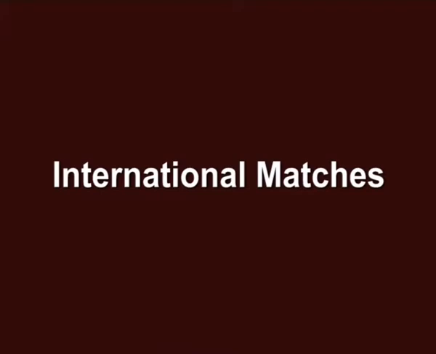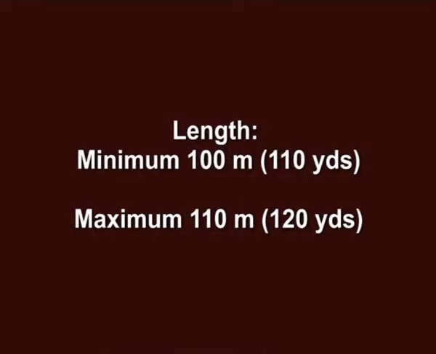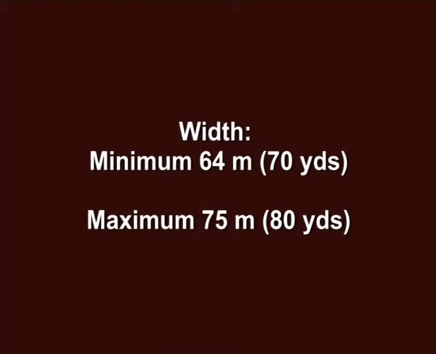International matches. What are the requirements in international matches? The length is minimum 100 meters, that is 110 yards, maximum 110 meters, 120 yards. Width minimum 64 meters, 70 yards, maximum 75 meters, 80 yards.